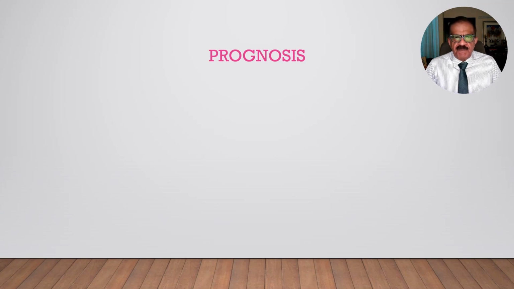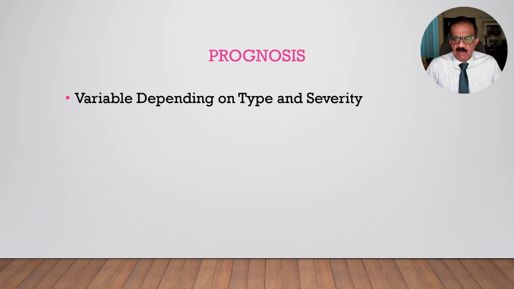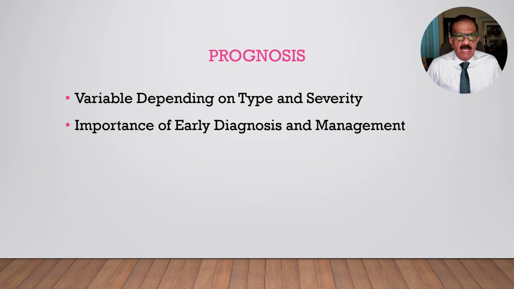Prognosis is variable depending upon the type and severity. For example, if there is minimal change disease, the prognosis may be good, but if it is a rapidly progressive, crescentic, proliferative nephropathy, then the prognosis may not be very good. The importance of early diagnosis and management, of course, cannot be overemphasized.